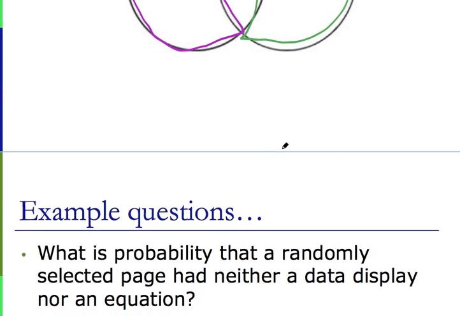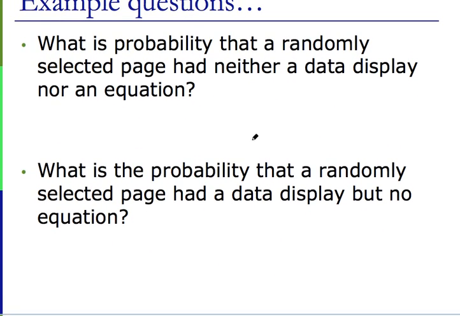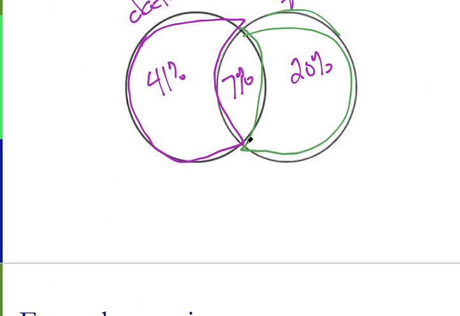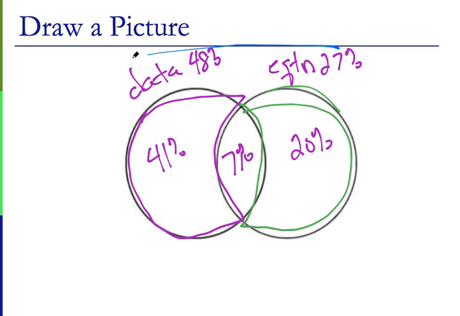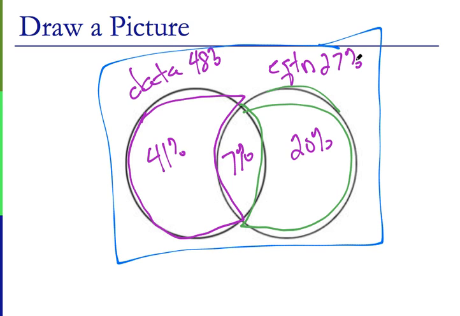Let's answer the questions using that picture. What is the probability that a randomly selected page had neither a data display nor an equation? If I were to draw a box around all of this, this whole thing together is 1 or 100%. What's in the middle here is having data or an equation. So what we want for that first question is what is around the outside of this. We're going to subtract out from 1 what is in these two circles. The blue on the outside represents the probability that it's not in either one at all. The whole thing together is 100%, and what we're subtracting out is what's in this middle part.